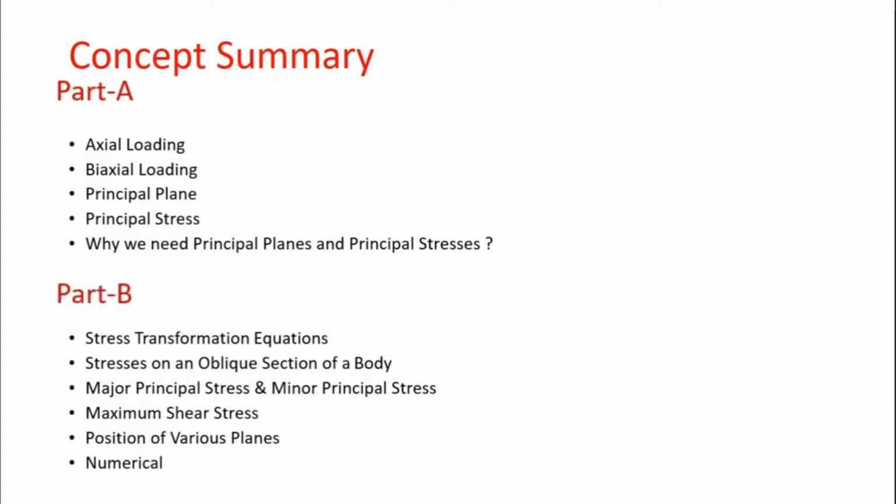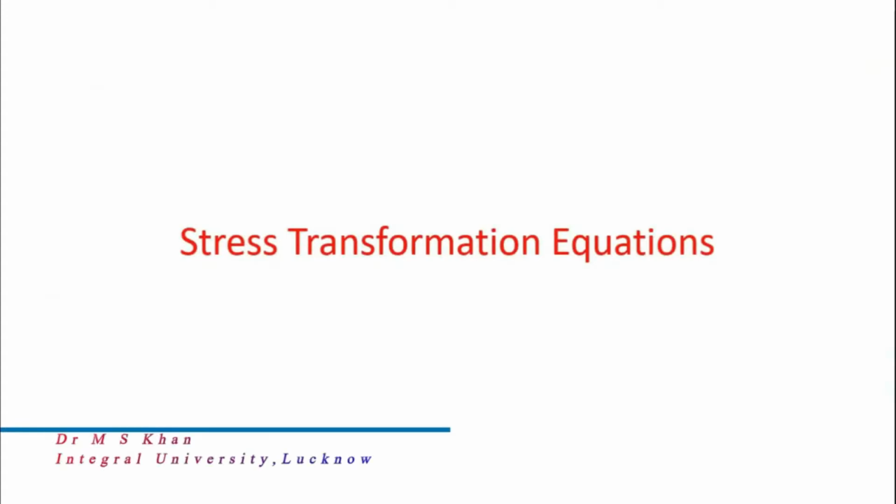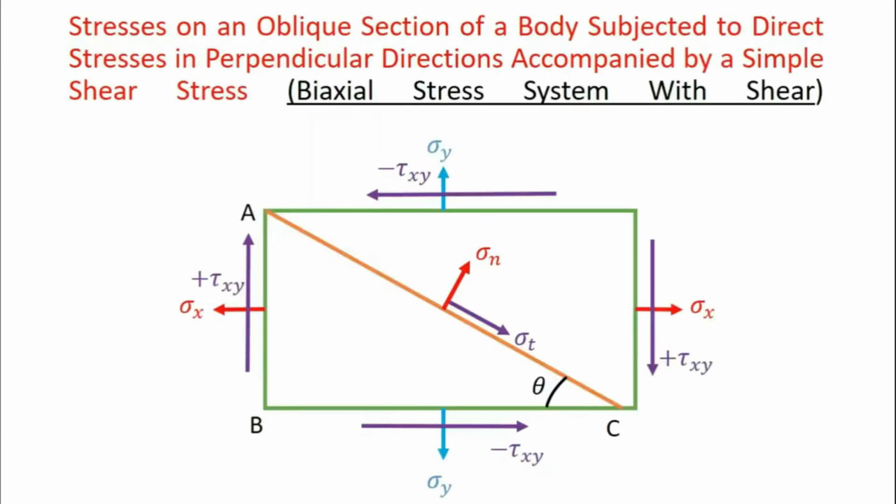And in part B, we will cover stress transformation equations, stresses on an oblique section of a body, major principal stress and minor principal stress, maximum shear stress, position of various planes, and at the end of this chapter, we will deal with some numericals. So beginning with the stress transformation equation, as the name suggests, it is an equation which transforms from one plane to another. It's a general equation through which you can change the angle theta and the stress will be transformed from one plane to another plane.